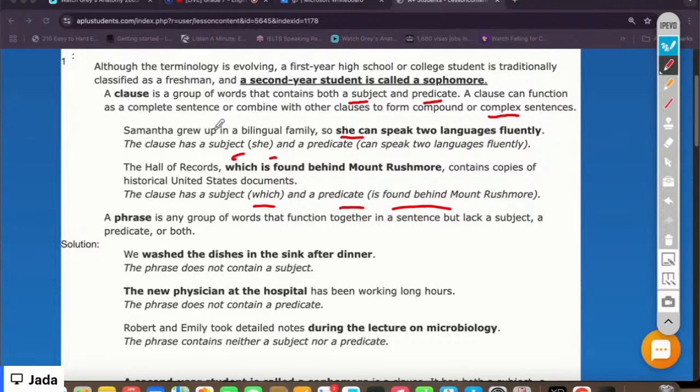So, now this is a clause, all right? It's a group of words that contains a subject and a predicate. So, it's just like saying the subject and the verb. All right, and sometimes it can be a complete sentence or it can combine with other clauses and then it forms a compound or complex sentence. Okay.